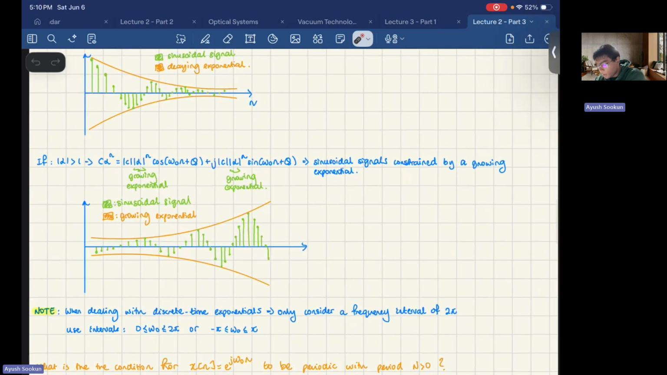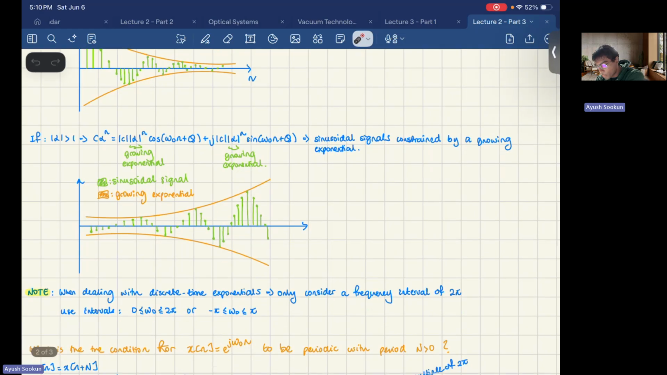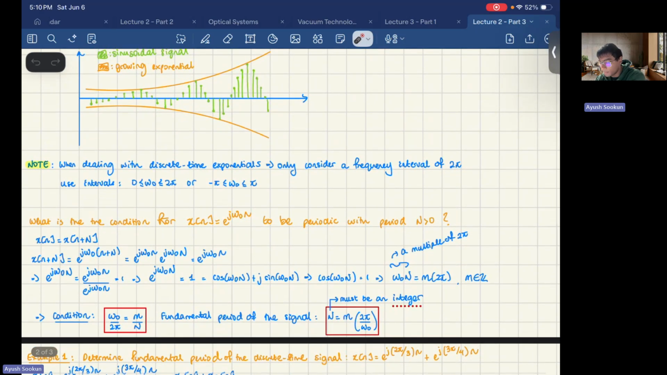Now, when you're dealing with discrete time exponentials, you only consider a frequency on the interval 2 pi. That's just standard. So you can go from 0 to 2 pi for your frequency range, or you can go from minus pi to pi. Now, what is the condition for x of n equal to e to the j omega 0 n to be periodic with period N greater than 0? I'll let you think about that for a minute.